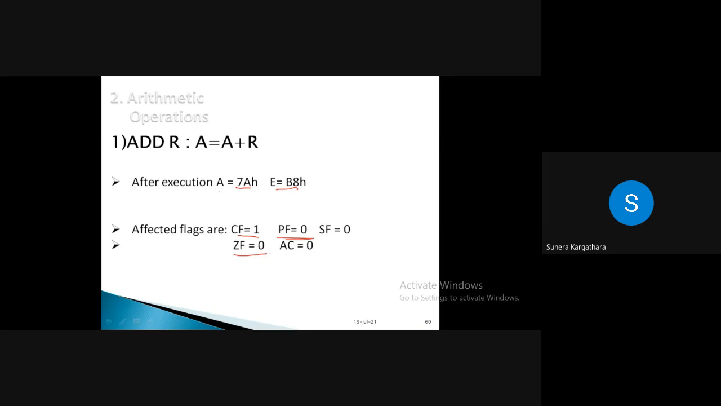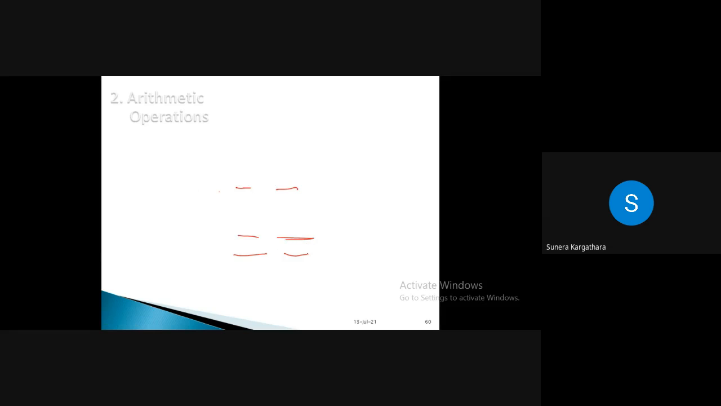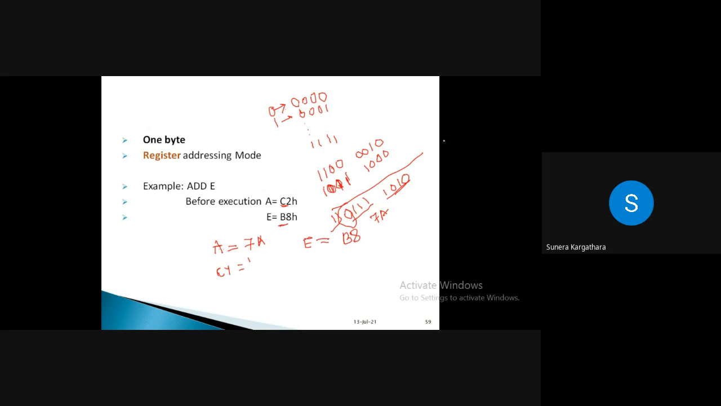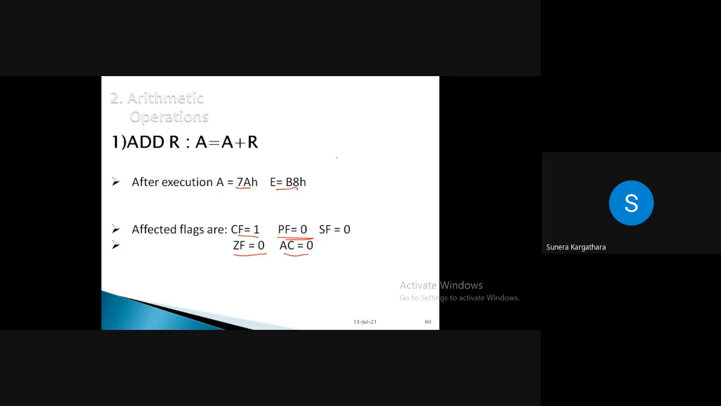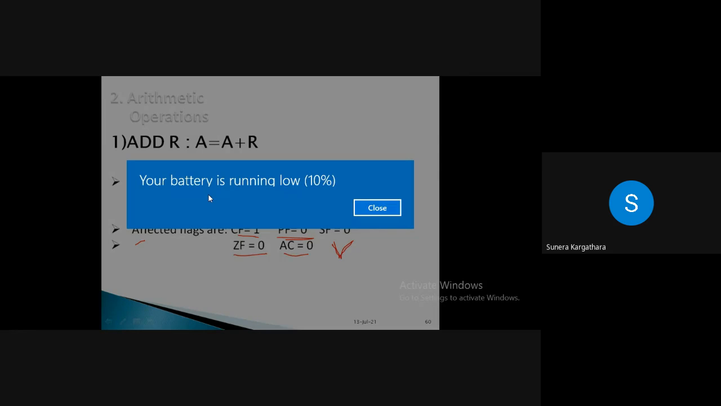Zero flag is obviously 0, and there is no carry from the lower order 4 bit to the higher order 4 bit. So auxiliary carry flag is also reset to 0. Right? So like that you need to mention the flag status before execution and after execution. Are you getting me, student?